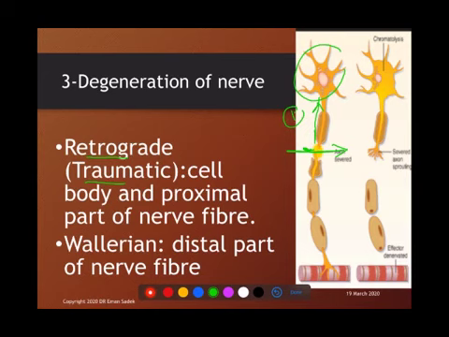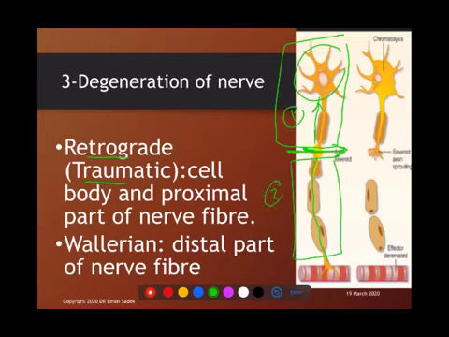The second type of degeneration: in the old classification, they mentioned the traumatic at the site of the injury and then the retrograde. But now we collectively say that we have a retrograde or traumatic in this area. And another degeneration in the distal part of the fiber, which is called Wallerian degeneration. So we have retrograde and Wallerian. Retrograde will occur in this area and Wallerian will occur in this area.